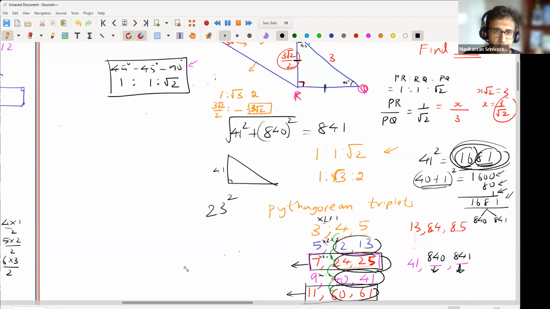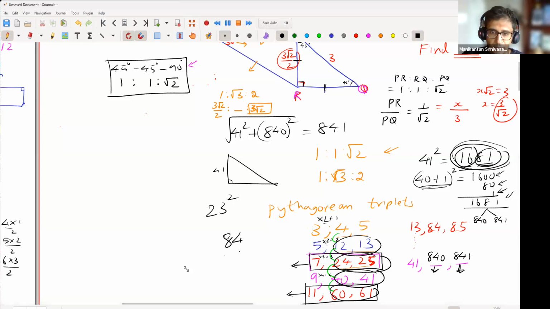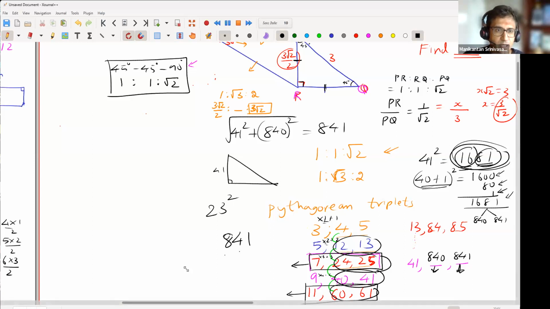Everyone can do it quickly. If you're asked 23 square, it'll take me 10 seconds to do it, maybe 15 if you're weak. That's all, right? But if you see a number like, let's say 841, are you able to recognize it's a special number? Saurabh, does 841 ring a bell to you?